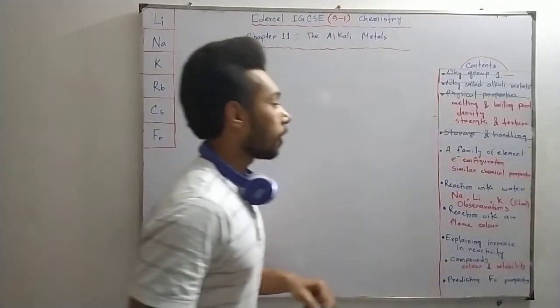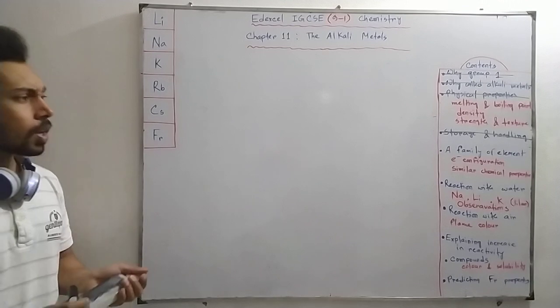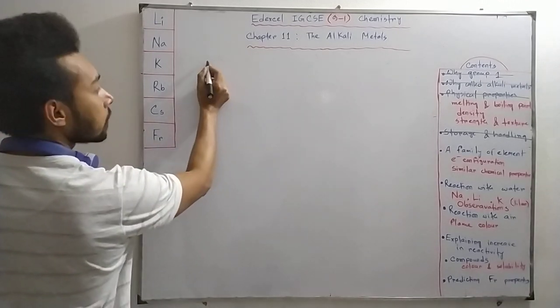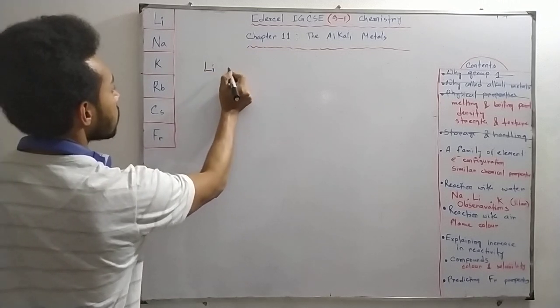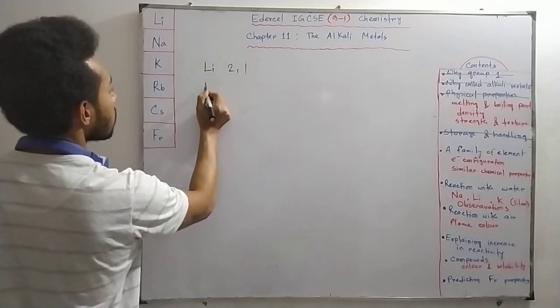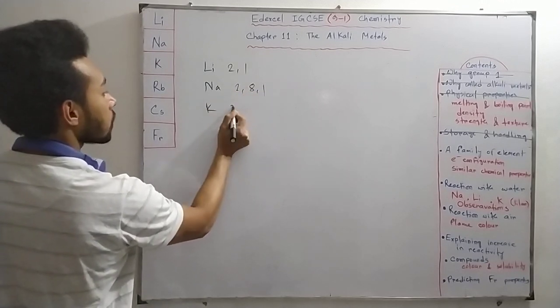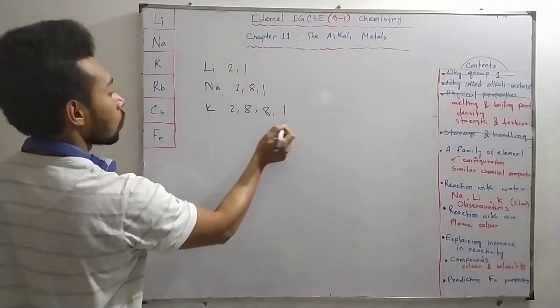Storage and handling. A family of elements. Again, look at their electronic configuration. 2,1 sodium, 2,8,1 potassium, 2,8,8,1.